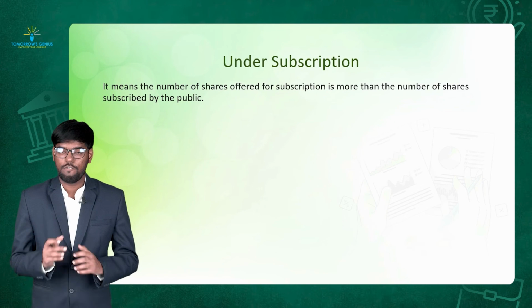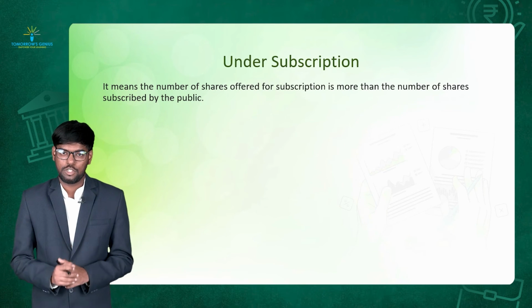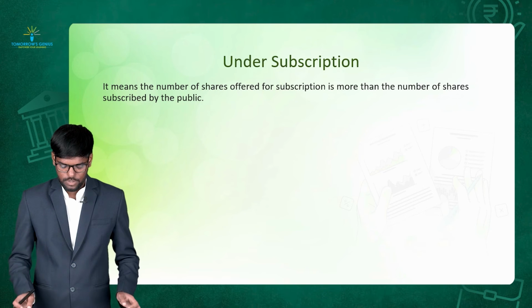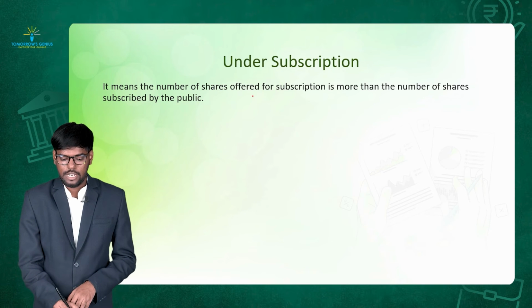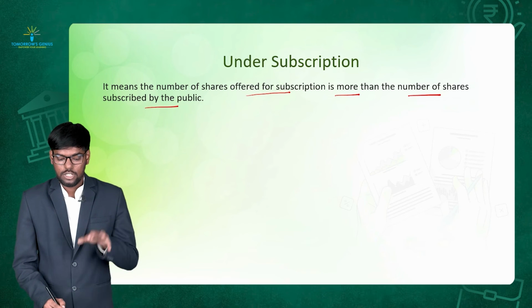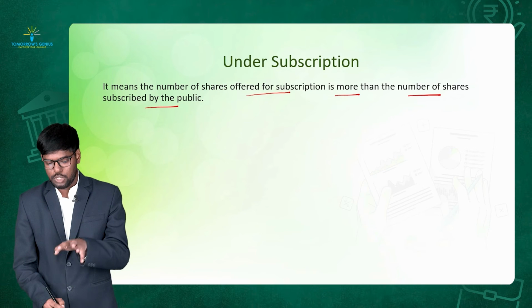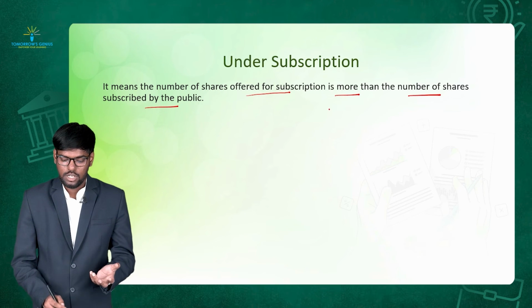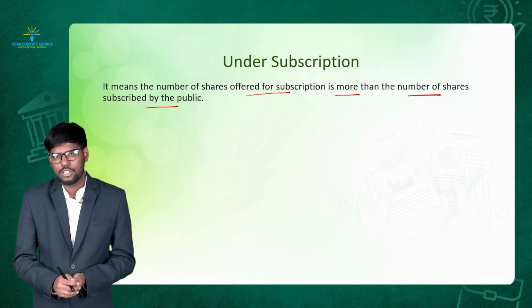Now, the next concept we have to see is under subscription. So what is under subscription basically? It means the number of shares offered for subscription is more than the number of shares subscribed by the public. So the number of shares offered for subscription by a company is more than the number of shares subscribed by the public. So what does it mean?